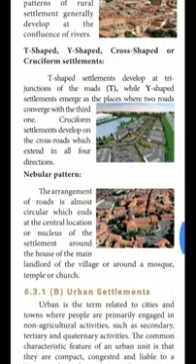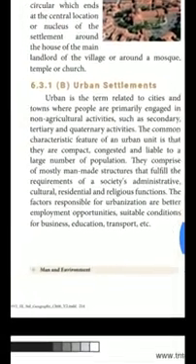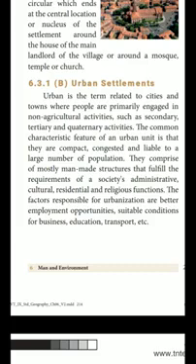Next one, we are going to learn about the urban settlement. What do you know about this urban settlement? Urban means what? It is a city or town. Urban is the term related to cities and towns where people are primarily engaged in non-agricultural activities. So in rural settlement, people are engaged in primary activities. In this urban settlement, people are engaged in activities other than primary. Okay, secondary, tertiary and quaternary activities. So what do you know about this urban settlement?